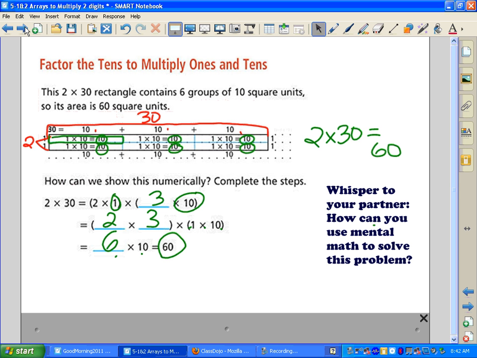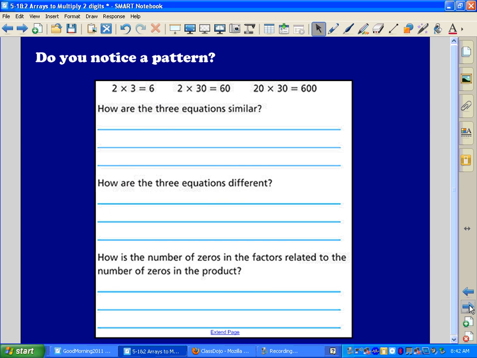So whisper to your partner, how could we use mental math to solve this problem? Alright. This might help you to figure out the answer to that question. Look at this problem. 2 times 3, 2 times 30, 20 times 30.